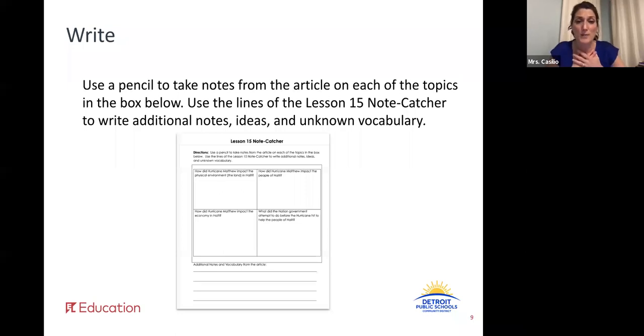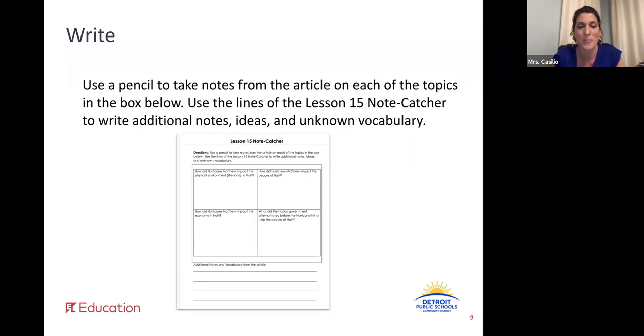So grab your pencil and let's take a look at this lesson 15 note catcher together. Okay, so let's read the directions together. It says, use a pencil to take notes from the article on each of the topics in the box below. Use the lines of the lesson 15 note catcher to write additional notes, ideas, and unknown vocabulary. Okay, so that's a space for me at the bottom.